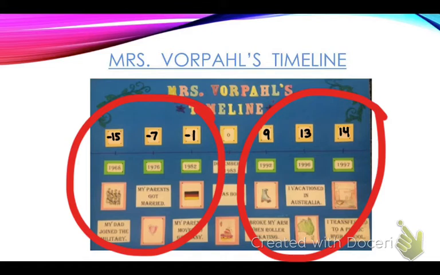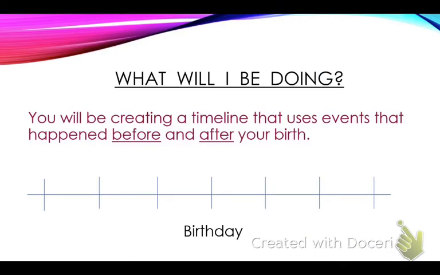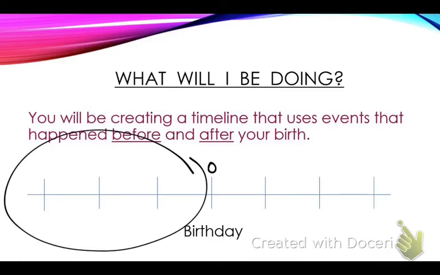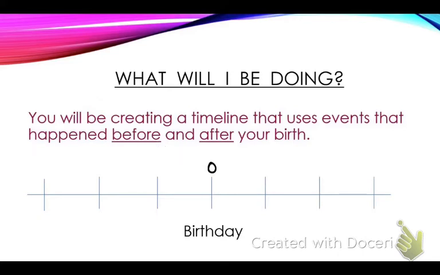Now I'm going to give you some details about this project that you're going to find in your notes here in just a minute. You will be creating a timeline that uses events that happened before and after your birthday. So help me to understand one more time. What integer represents your birthday? 0. Now all of these to the left are going to be negative integers because they happened before your birthday. Can someone think of something significant or interesting that happened in your personal family before you were born?